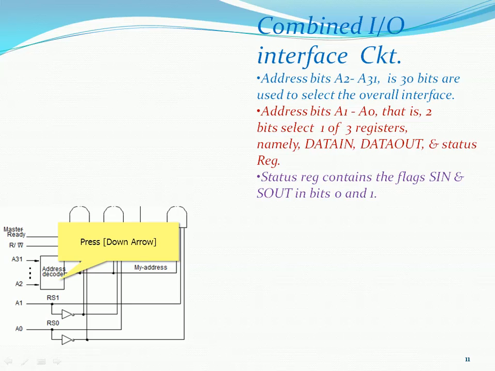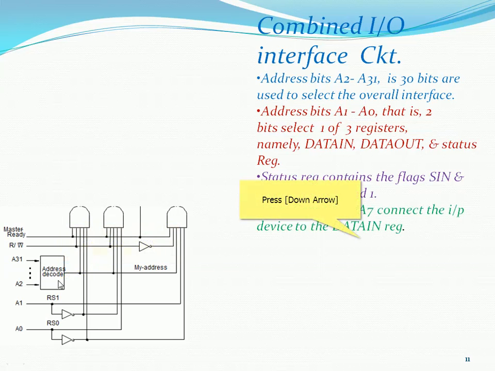So the data in, data out, and status register SIN and SOUT, altogether this will be identified with the help of the address, that is A0 to A1, the LSB, least significant bits of the address. So a total 32-bit address will be there. A0 to A1 will be used to identify these registers. The higher lines will be dedicated to identify the device number, device ID.